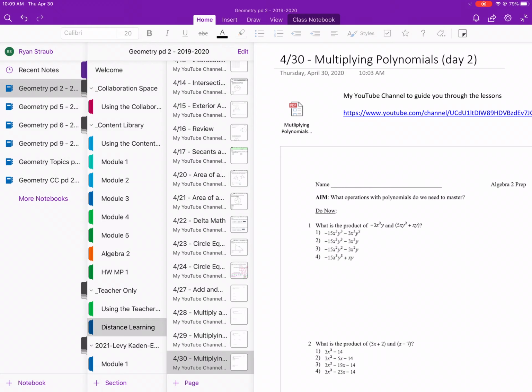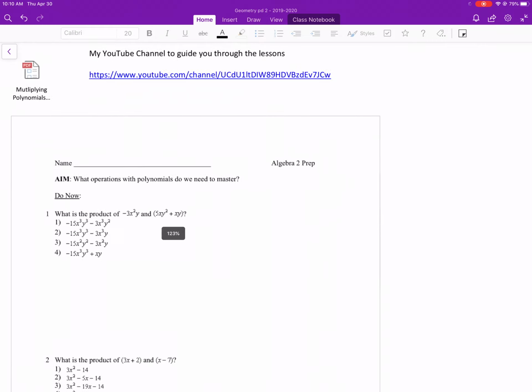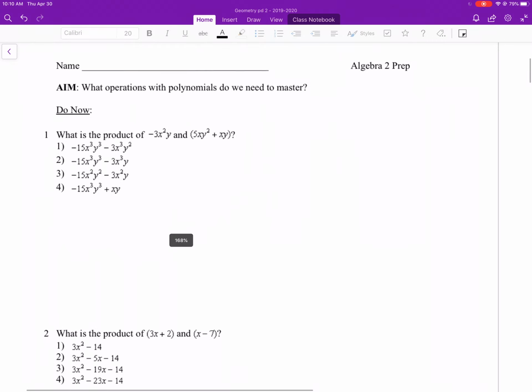You can see our aim today. What operations with polynomials do we need to master? Essentially, the major operation you need to master is multiplication, but with that includes combining like terms, which is addition, subtraction, all that, so it's really everything. But the problem usually starts with some sort of multiplication, like you can see in the do now here.